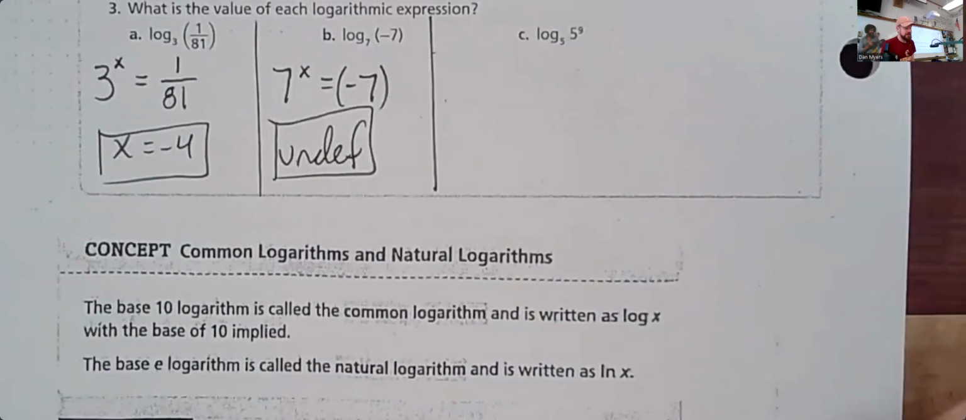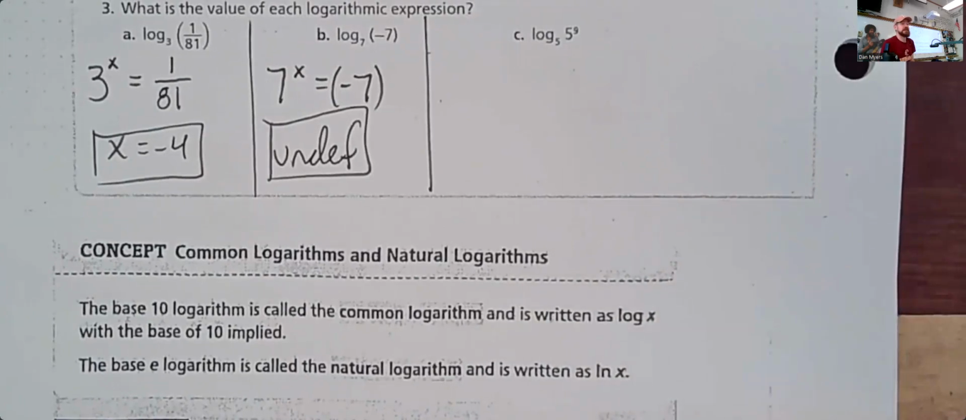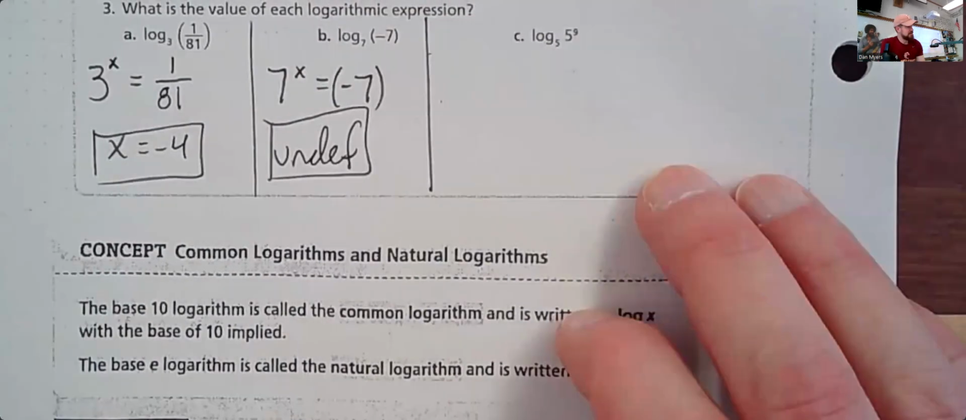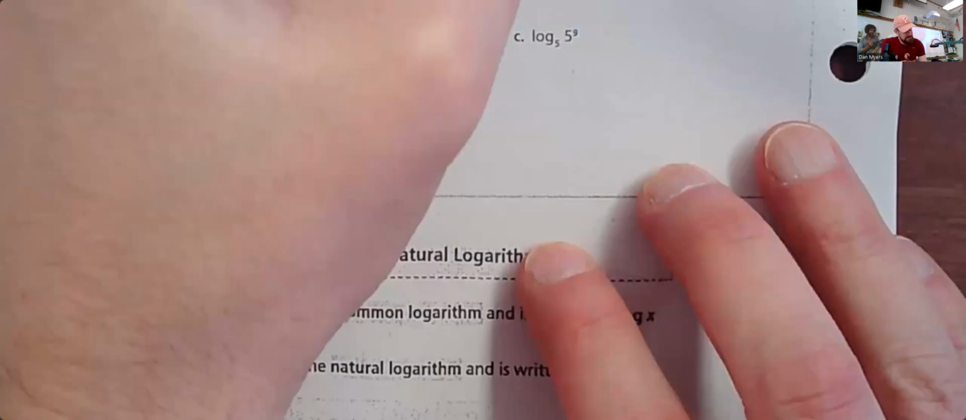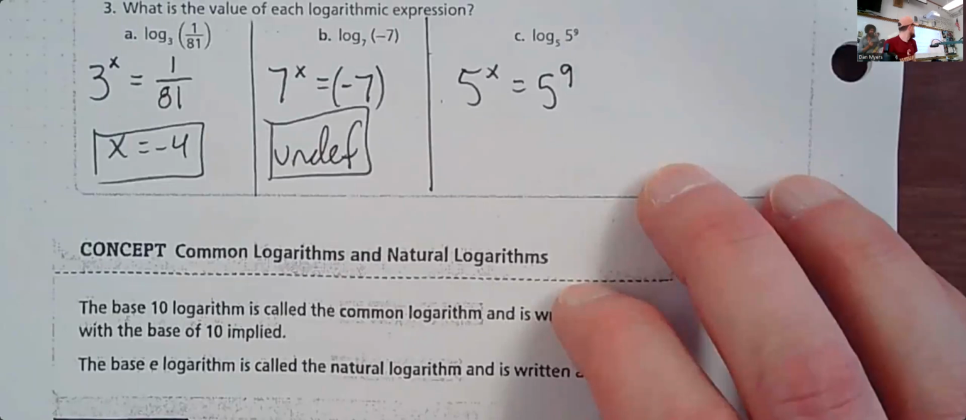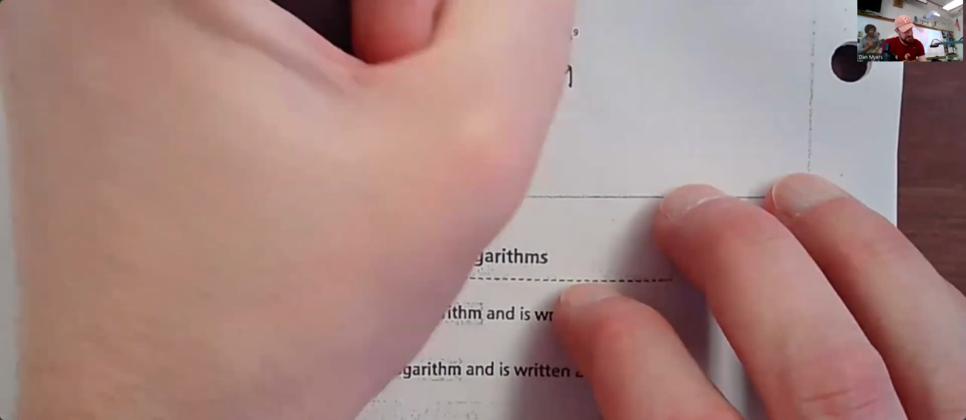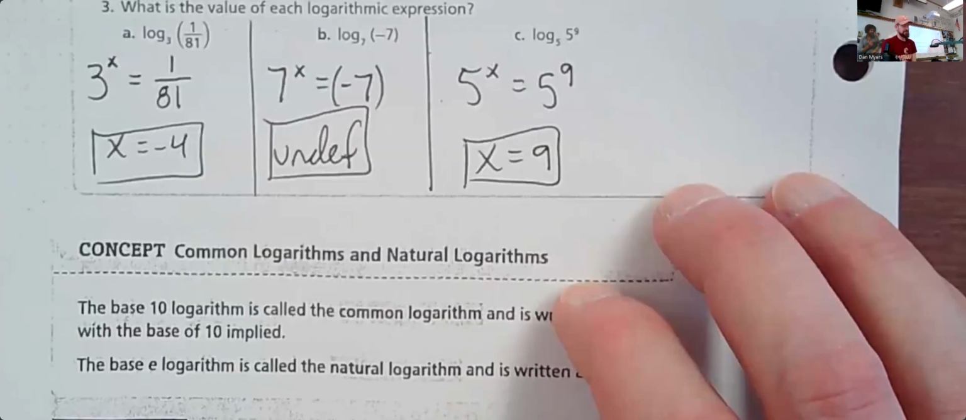This is another one that should be very easy. 9, yeah. Because we're saying 5 to what power equals 5 to the 9th power? Well, it's got to be 9. There's no other way around that. It has to be 9. X equals 9. Okay.